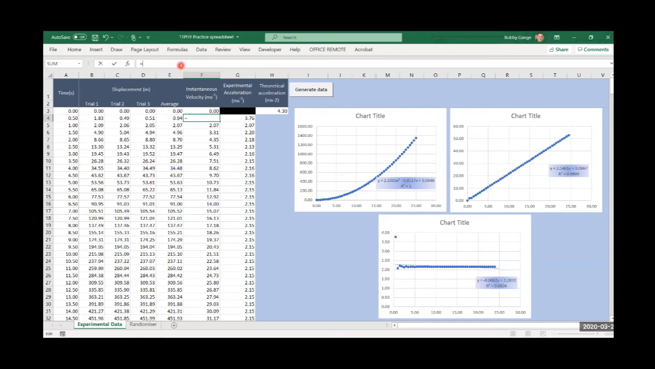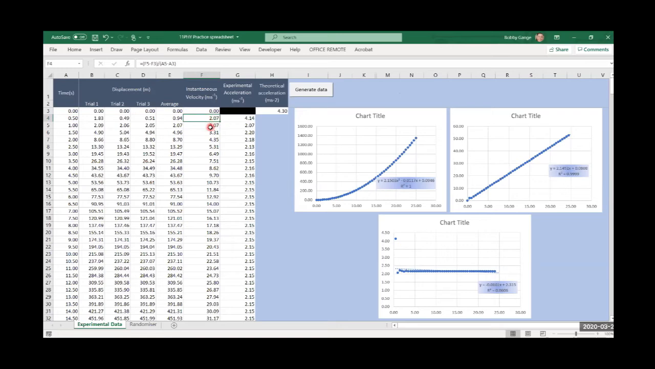If I do equals, this tells Excel I'm going to be putting a formula in. This is going to be my end displacement minus this here, which is going to be my beginning displacement. So this here is V, this here is U. Divided by, and I'm going to do this in brackets, this minus this. That gives me the proper formula.